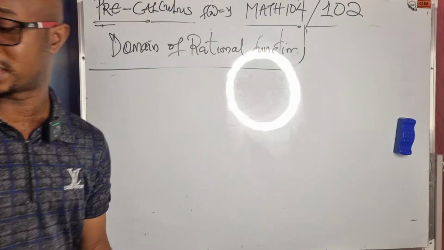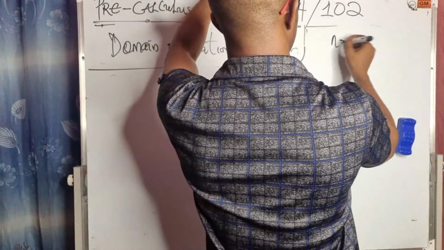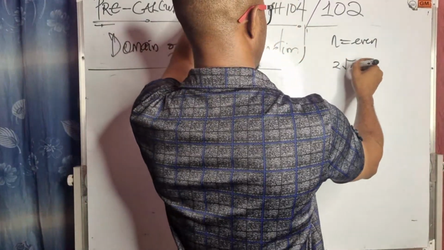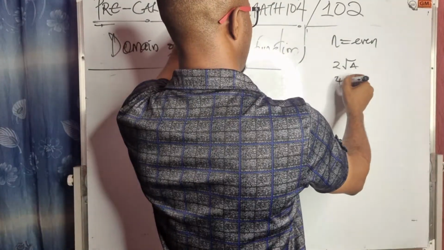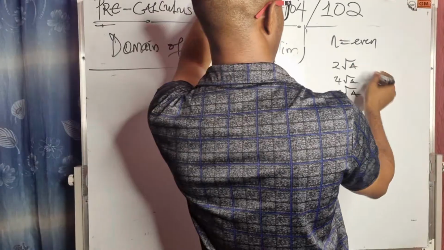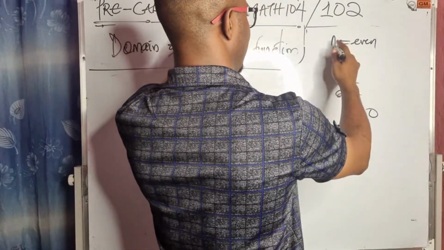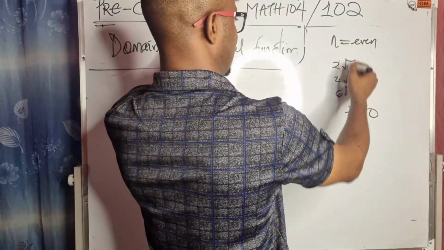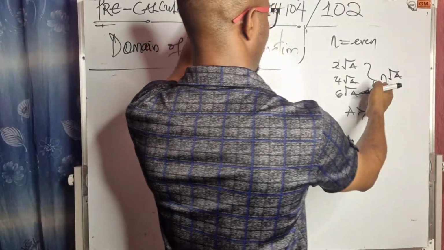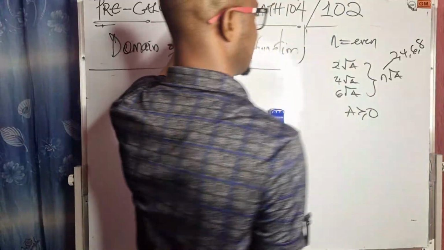Now, please take note that when the value of n is even, for example if I have 2 root a, 4 root a, 6 root a, we say that we have to set a to be greater than or equal to 0. All of these represent n-th root of a, where n can be 2, 4, 6, and 8, right?